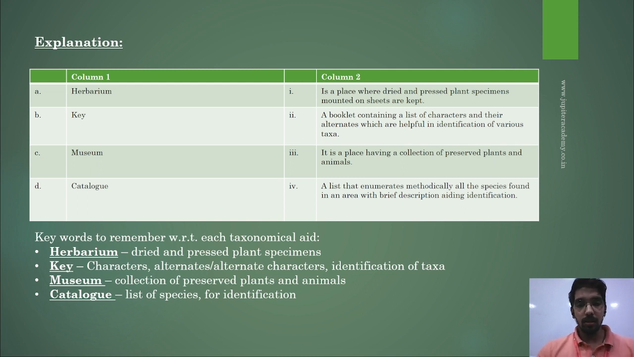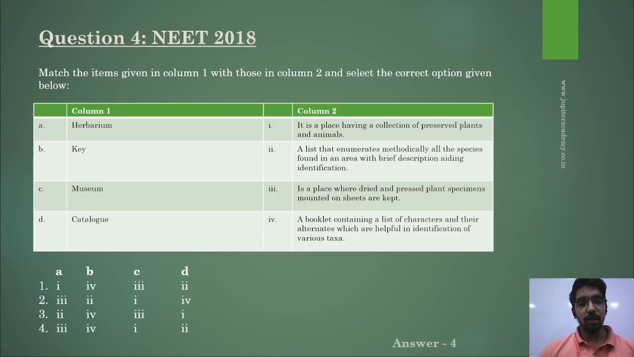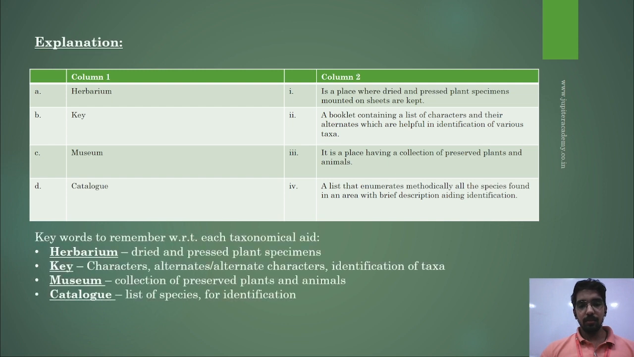Those are the important terms which you have to look for, not something like a book or a booklet. Then museum is a collection of preserved plants and animals, and catalog is nothing but a list of species for identification. This is how you should solve a match the following: by matching all the options in the left column with the right column, and then going and looking into the options.